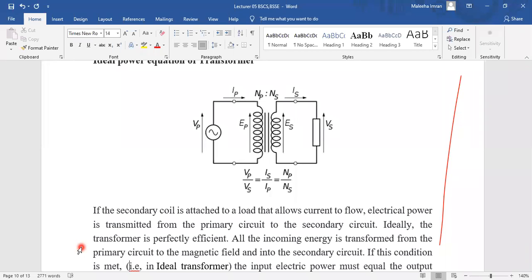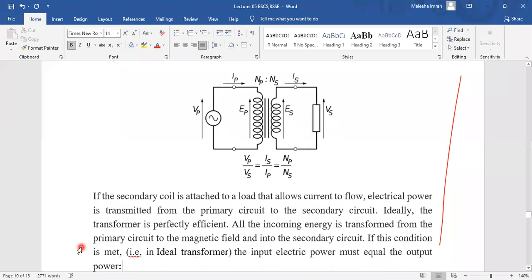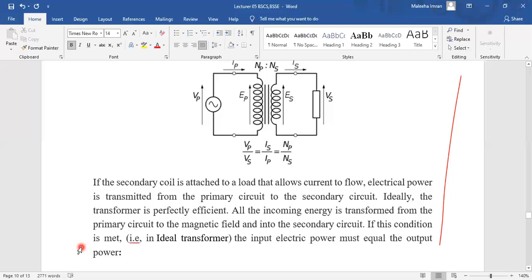If the secondary coil is attached to a load that allows current to flow, the electrical power is transmitted from the primary circuit to the secondary circuit. Ideally, the transformer is perfectly efficient. All the incoming energy is transformed from the primary circuit to the secondary circuit. If this condition is met, in the ideal transformer, the input electrical power must be equal to the output electrical power. In another situation, in the case of the ideal transformer, if the number of turns in the secondary is the same as the number of turns in the primary, then you will see that Vs is equal to Vp.